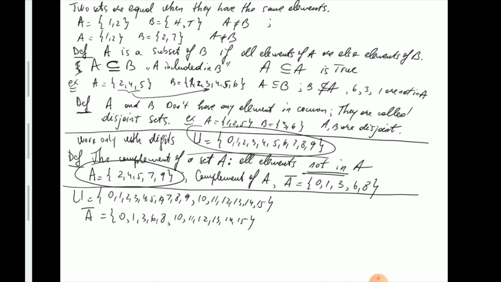So whenever someone is asking you what is the complement of a set, the problem needs to establish clearly what that universal set is, basically. We are working with digits, numbers up to 20, whatever the case is.